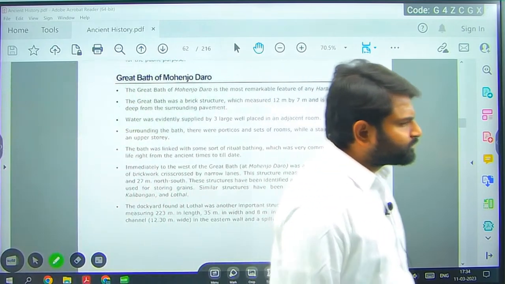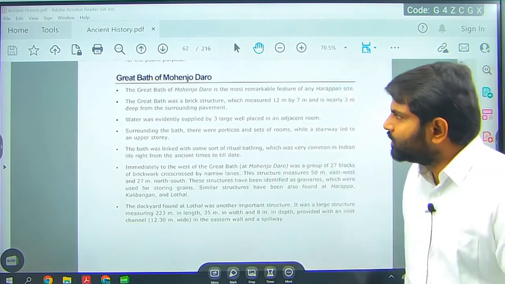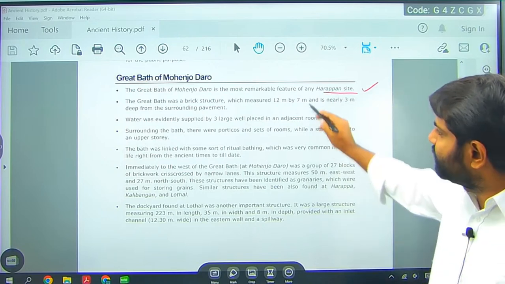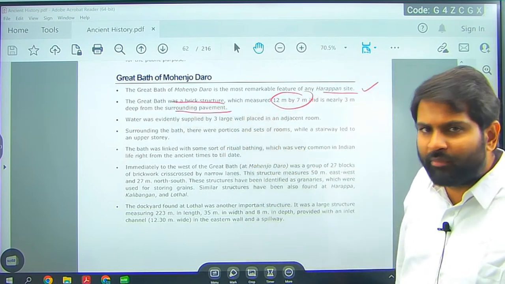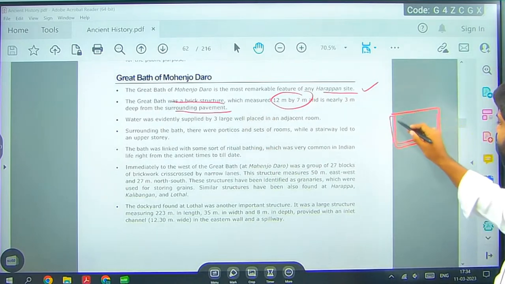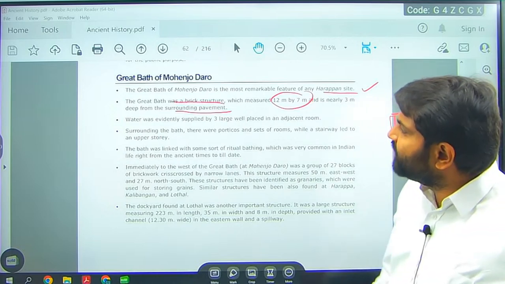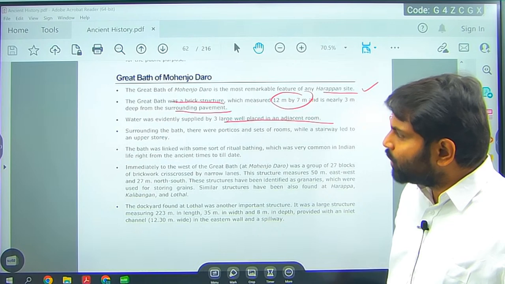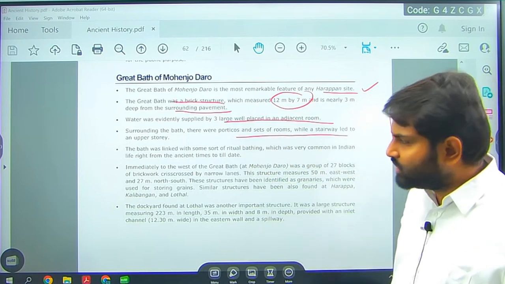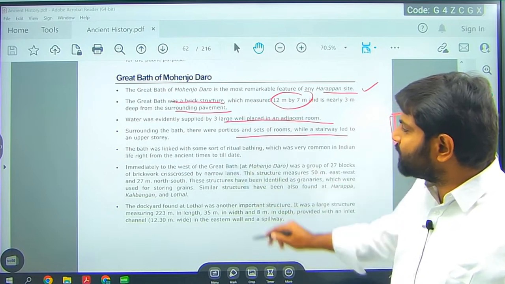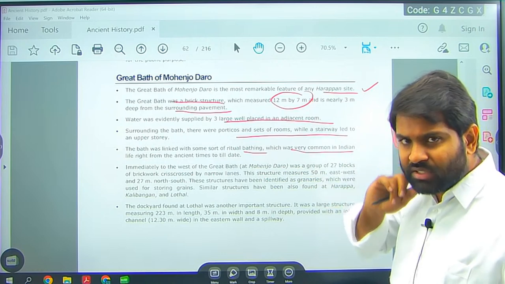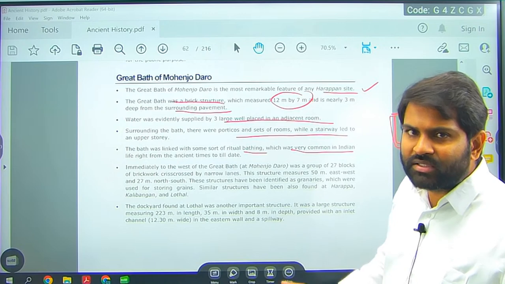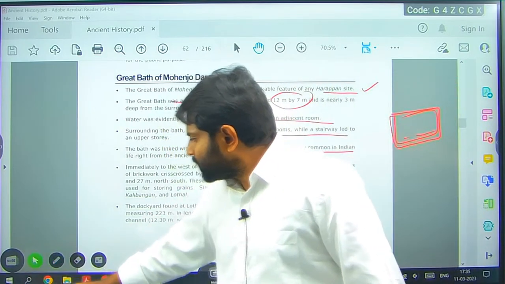The Great Bath of Mohenjo-daro is the most remarkable feature of any Harappan site. It is a brick structure of 12 meters by 7 meters, surrounding a pavement. First, it is a brick structure, and there is clearly a pavement. Water was evidently supplied by three large wells placed in an adjacent room. So water is supplied by wells. Surrounding the bath were porticos and sets of rooms, maybe for changing dresses. The bath was linked to some sort of ritual bathing, which may be common in Indian culture, like any temple you go to in South India, where you have these tanks. Maybe for ritual bathing.